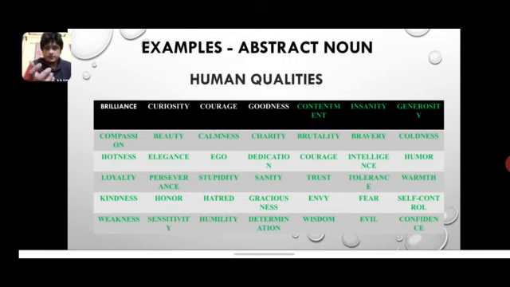Honor. Let's talk about honor. A person can be honorable. So the corresponding adjective is honorable, whereas the corresponding abstract noun is honor. In the same way, all these qualities that have been quoted here in this table have their corresponding adjectives. So this is what you need to understand, that there is a link between abstract nouns that depict human qualities and the adjectives.